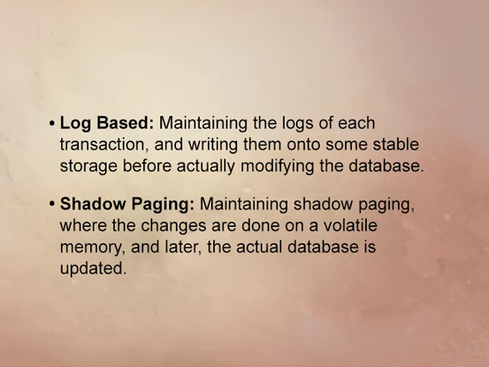So, before actually modifying the database, shadow paging is somewhat different, in which it maintains a shadow page where the changes are done on a volatile memory and later the actual database is updated. So there is an intermediate, temporary part called the volatile memory, which is used as a temporary storage until the actual database is obtained.